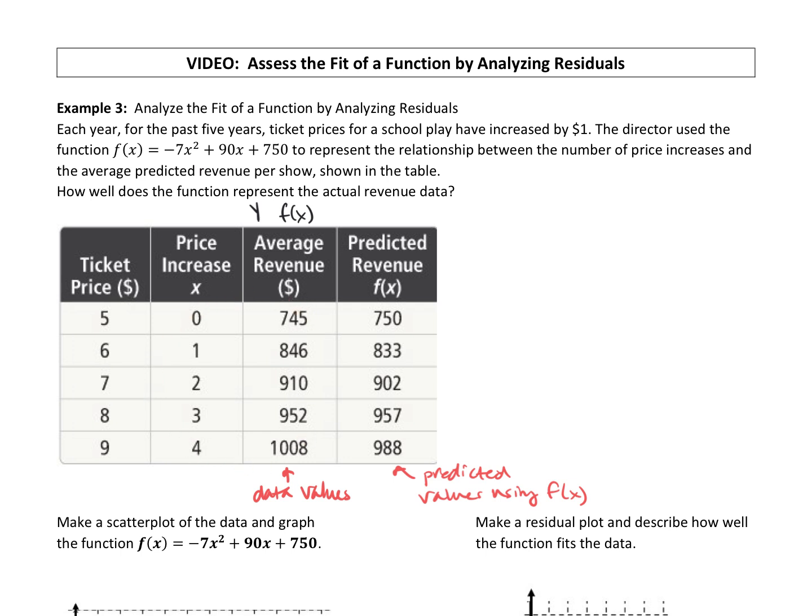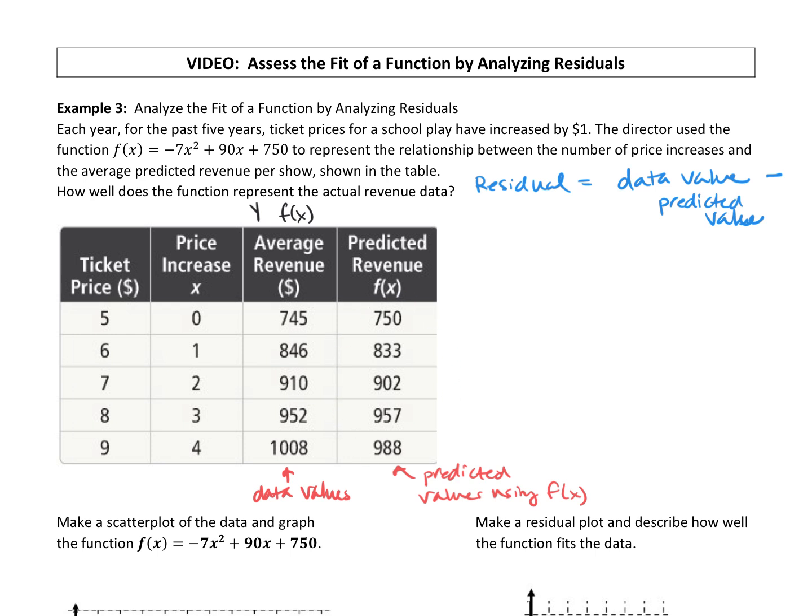So we have this idea of a residual. That was in our vocab, so let's take a look at what residual means again. A residual is equal to the data value, in this case these numbers right here, data value minus predicted value. And the predicted value is this column right here, and that comes from our function.